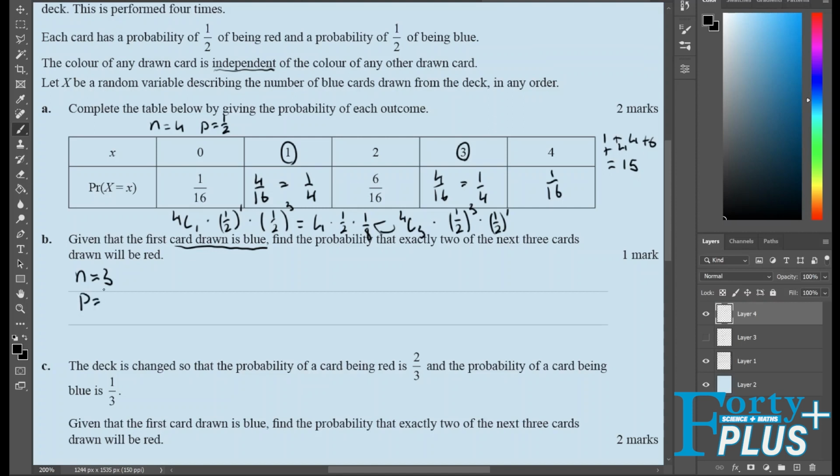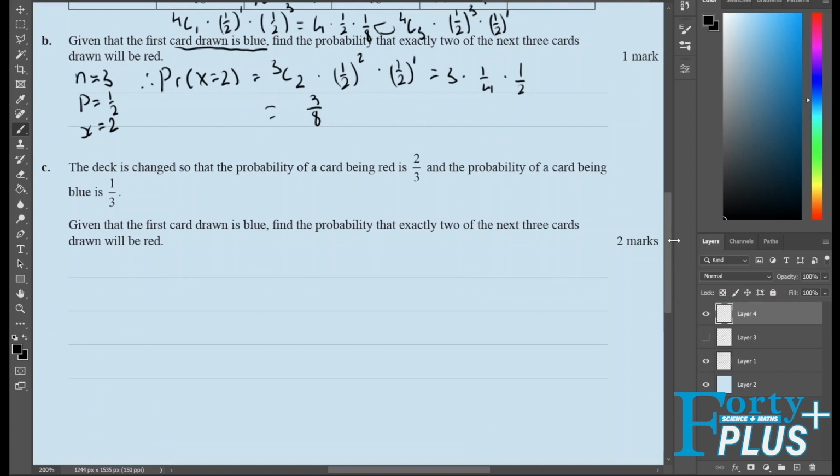The probability of a card being red is 1/2, and we want two of the next 3 cards drawn to be red, so x is going to be equal to 2. So therefore, the probability that x equals 2 is 3 choose 2 times 1/2 to the power of 2 times 1/2 to the power of 1, which is 3 times 1 over 4 times 1/2, and that is equal to 3 over 8.